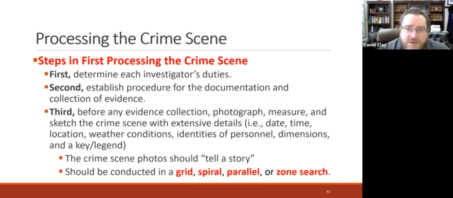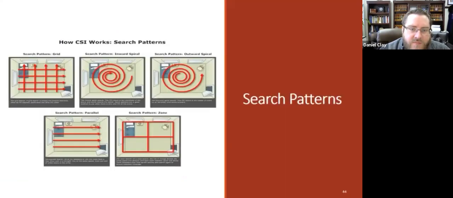So we have a grid search, a spiral search, which can be an inward and an outward spiral search, a parallel search, or a zone search. So let's look at these. So these are just kind of what they look like. In general, we're going to look at some zoomed up versions here in a little bit, but as you see here, you have a grid search, you have an inward spiral, an outward spiral, a parallel search, and a zone search. Now, in this case, it looks like it's the exact same room that's being searched.